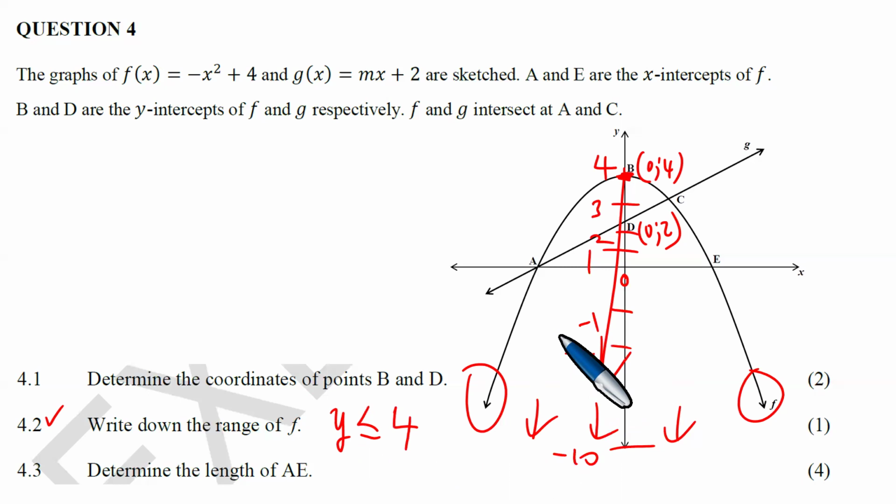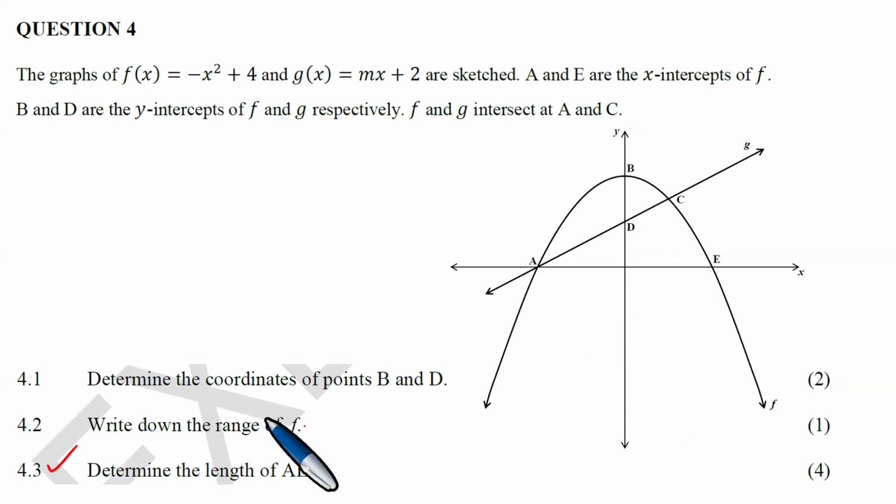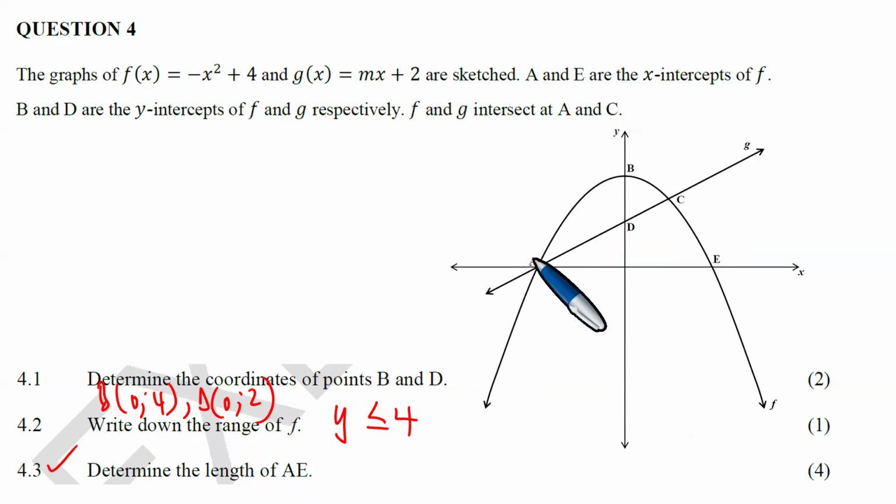Okay, we continue. Next question. Determine the length of AE if you know that the range is y less or equal to 4. B has coordinates 0, 4. D has the coordinate 0, 2. What is the length of AE?